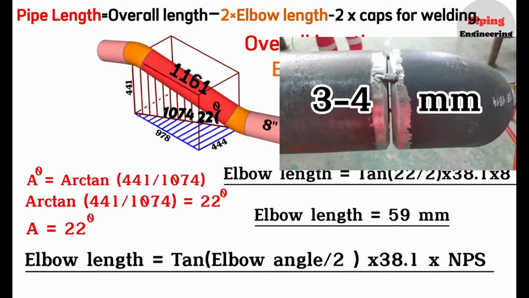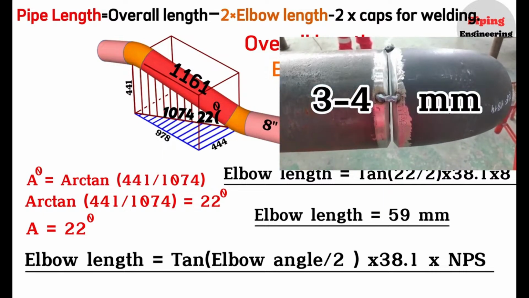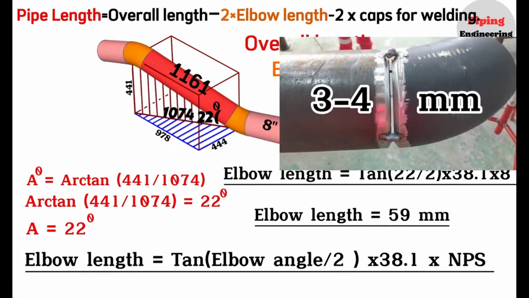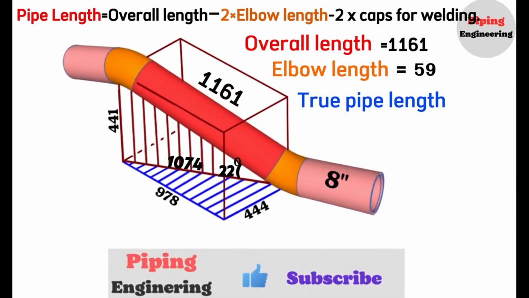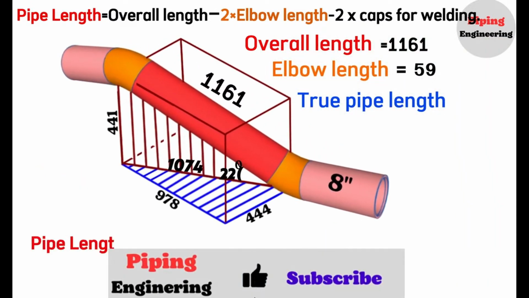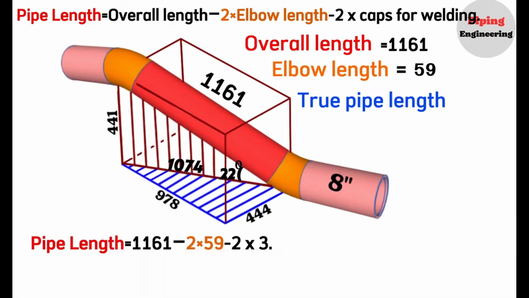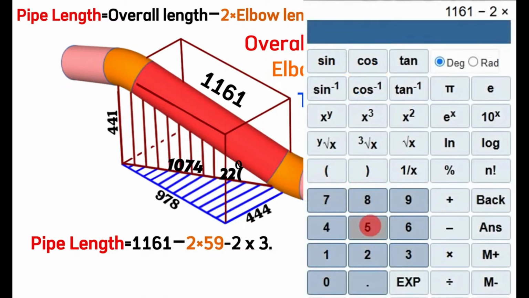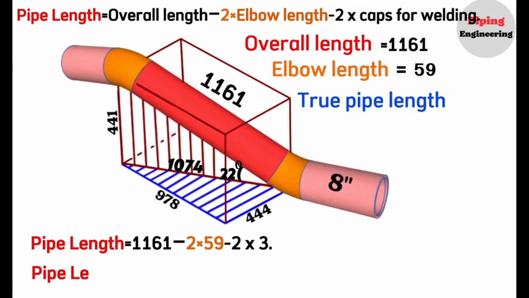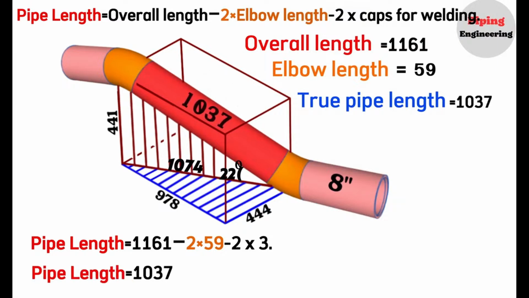Now let's find out the true pipe length. We will substitute our overall length, elbow lengths, and welding gap information into the above formula. Pipe length equals the overall length 1161 minus 2 times the elbow length 59 and minus 2 times 3 for the gaps for welding. Using a calculator, 1161 minus 2 multiplied by 59 minus 2 multiplied by 3 equals 1037. So, we calculated and found that the red-colored pipe length between the two elbows is 1037 millimeters.